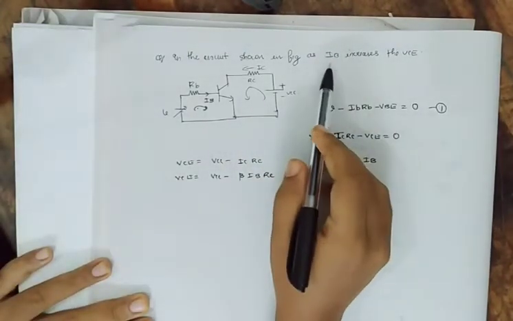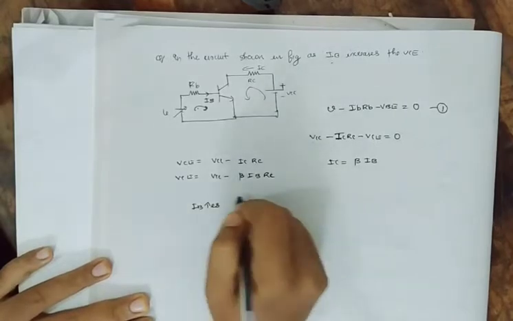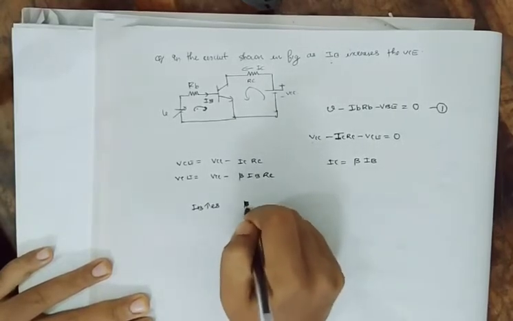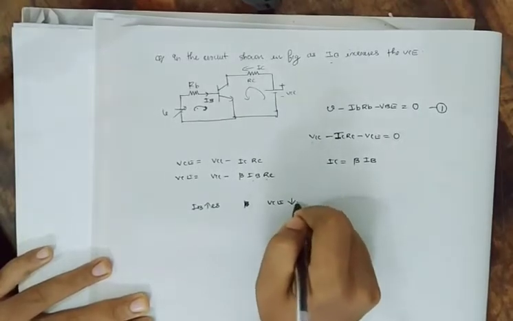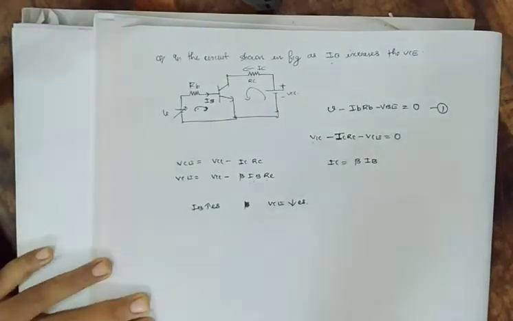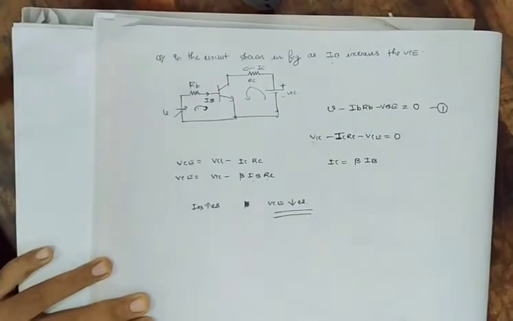So in the question it is asked, if IB increases, what happens? This one increases, that means VCE will decrease. So that is it. The answer is VCE will decrease when IB increases. Now let's move on to the next question.